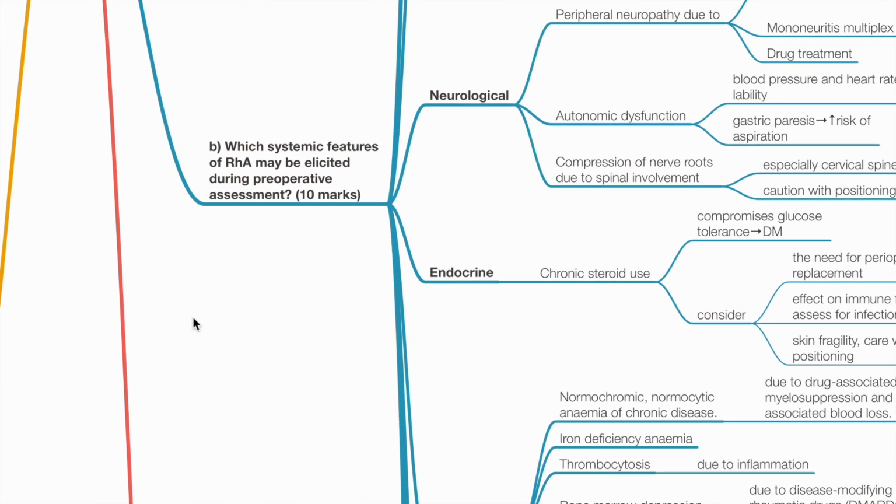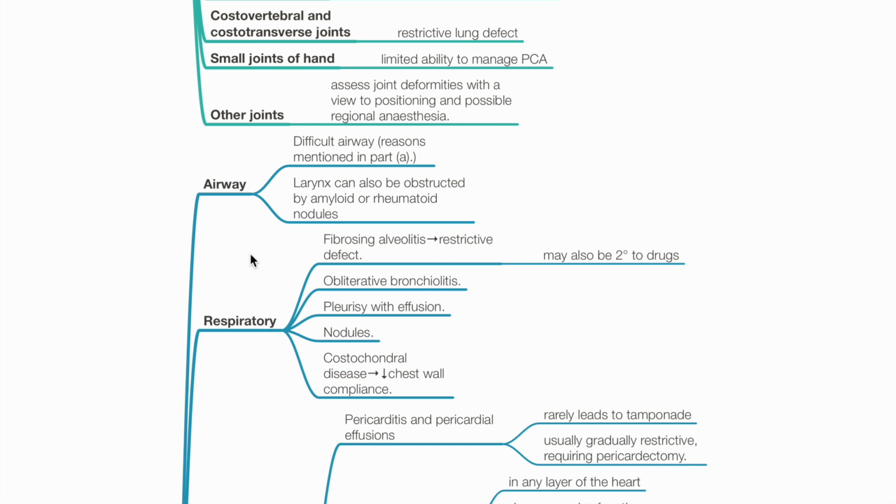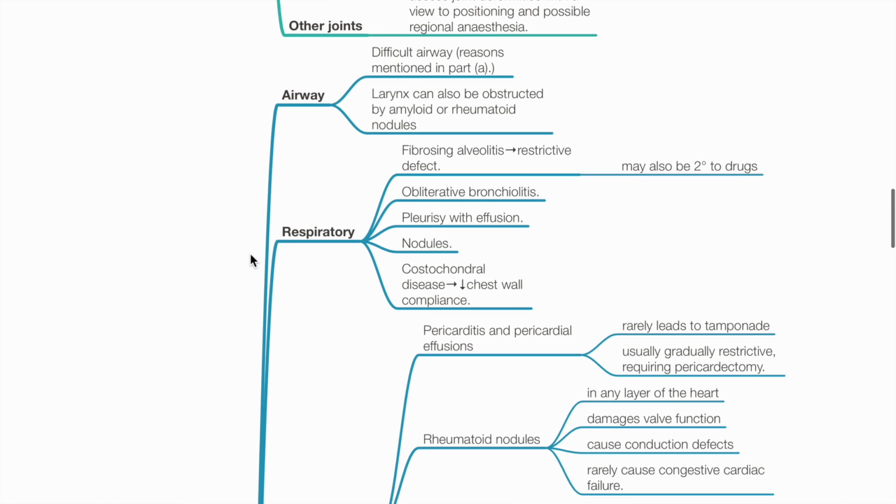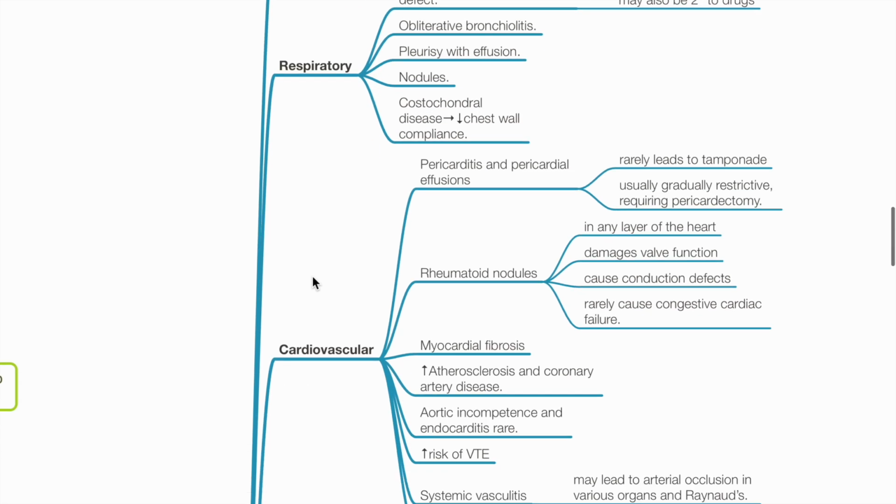B. Which systemic features of rheumatoid arthritis may be elicited during pre-op assessment? Airway. Difficult airway, as mentioned in Part A. Larynx may also be obstructed by amyloid or rheumatoid nodules. Respiratory. Fibrosing alveolitis may lead to restrictive defect. The patient may have obliterative bronchiolitis, pleurisy with effusion, lung nodules, and costochondral disease leads to reduced chest wall compliance.